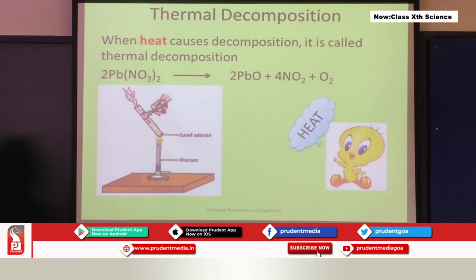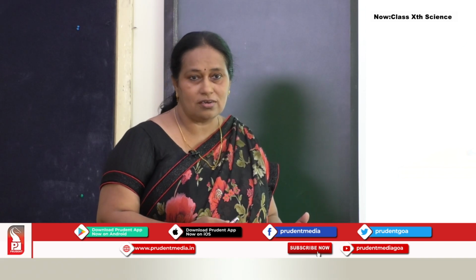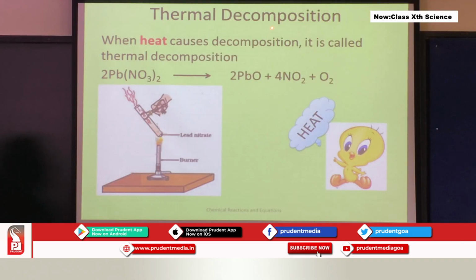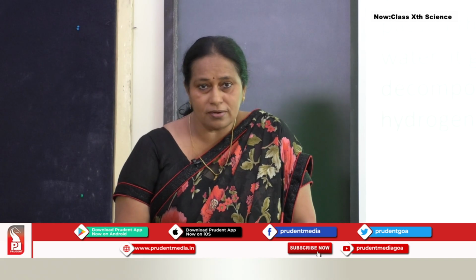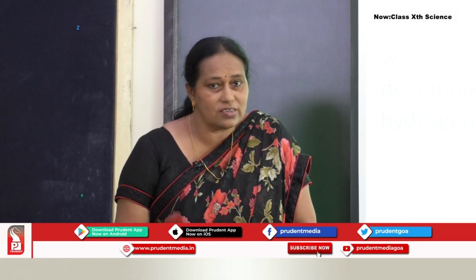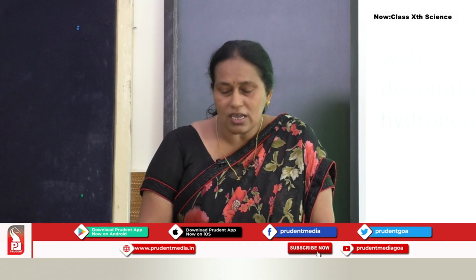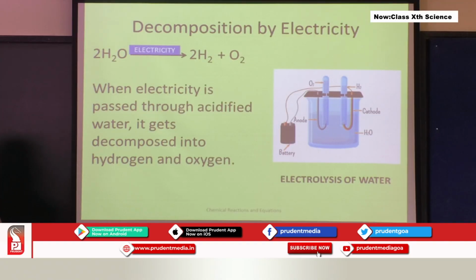So, next time when you hear thermal decomposition, what word should be there in your mind? Heat. You know what is decomposition? Breaking apart into many products. So, when this decomposition takes place with the help of heat, we call it thermal decomposition. Is it clear? Next, I told you decomposition reactions can take place in three ways. First is we already learned thermal decomposition. Next, decomposition reaction can take place with the help of electricity also.